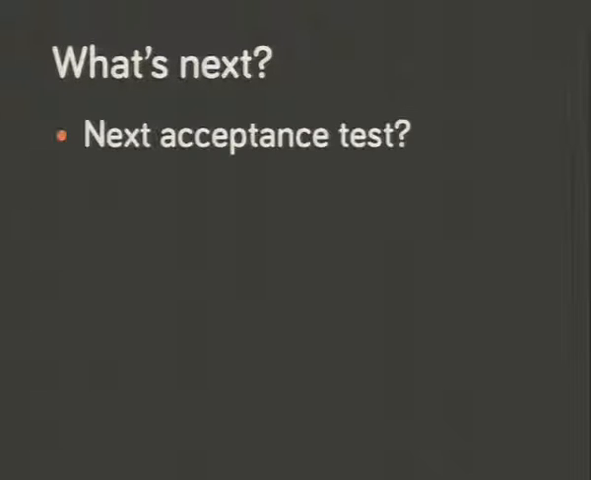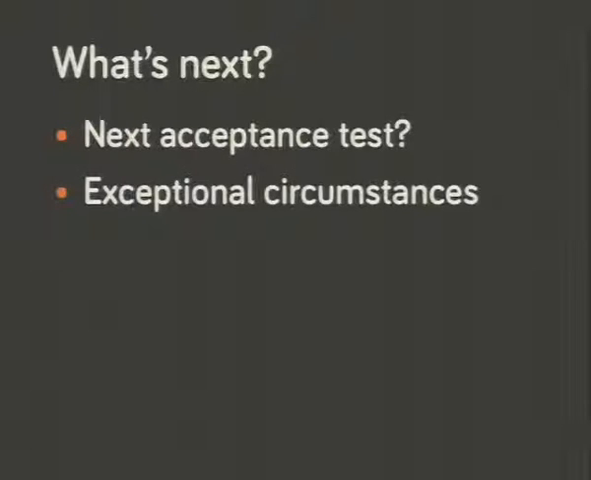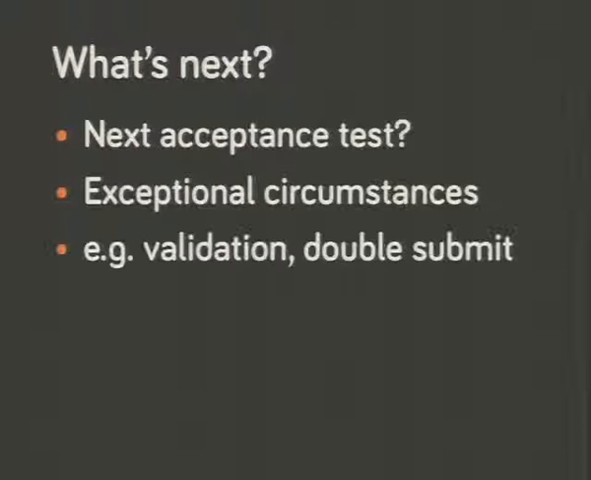So what's next? You might decide it's time for the next acceptance test. That would probably be okay. But you might also decide, well, wait a minute, what about exceptional circumstances? In our case, for example, we've got a form, so you might start looking at form validation. What happens if a user hits the submit button twice?